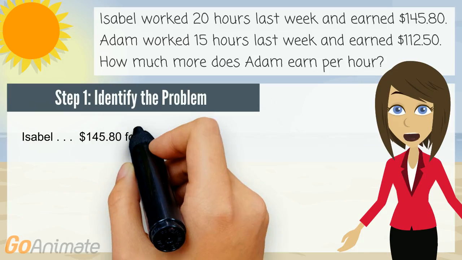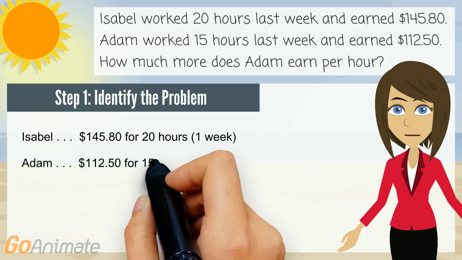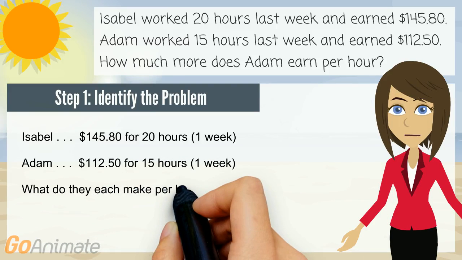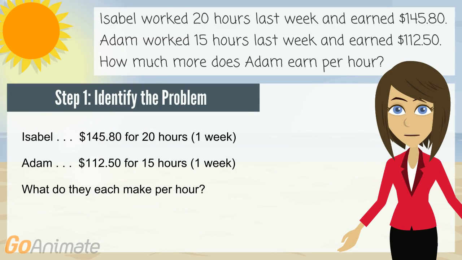Okay, so step 1 is reading and paraphrasing, which just means putting it in your own words. We know how much Isabel makes in a week, and we know how much Adam makes in a week. What we don't know is how much they make per hour, so that's what we have to find out.